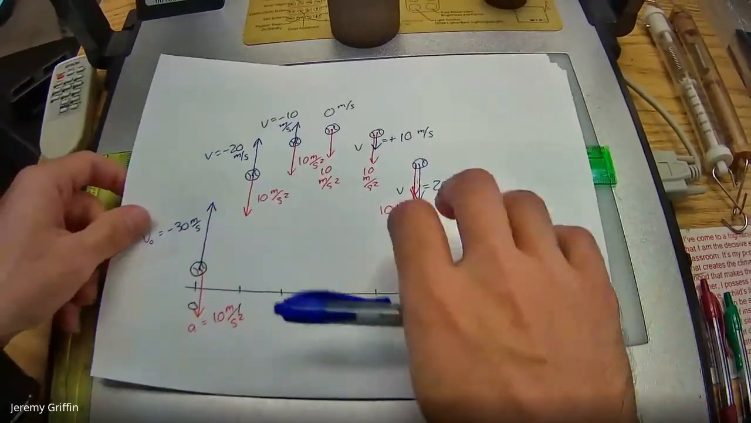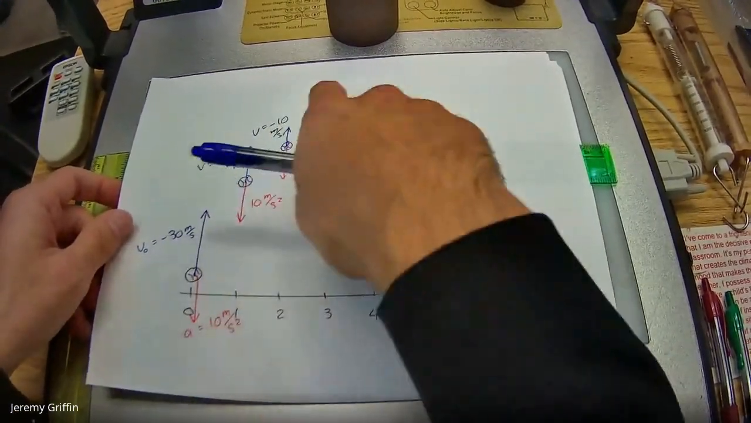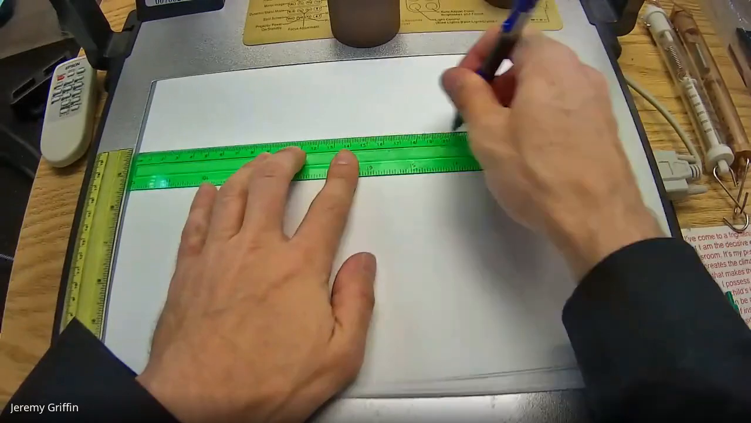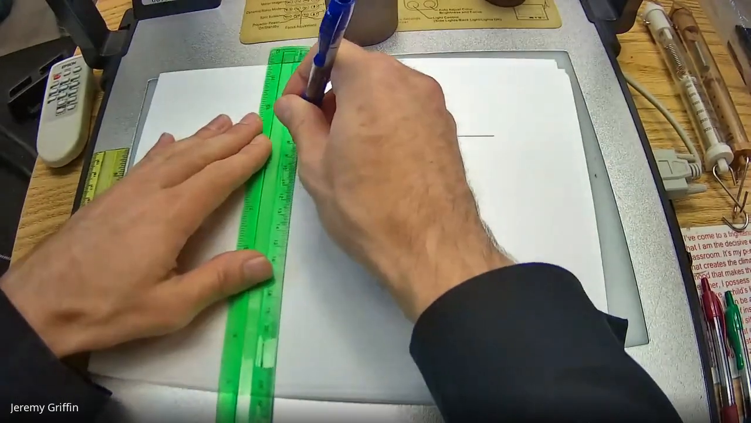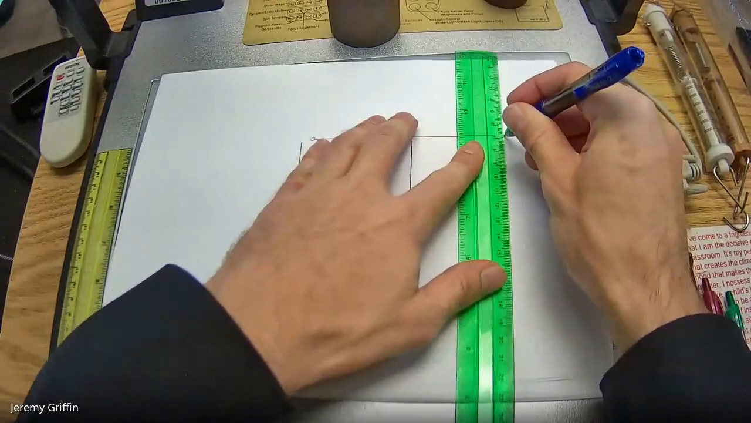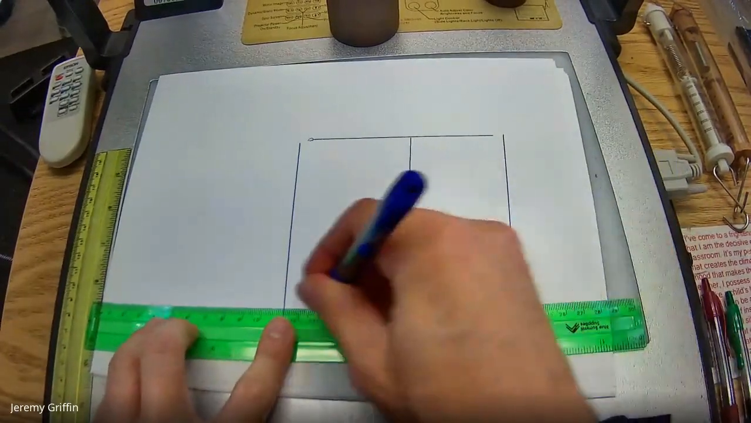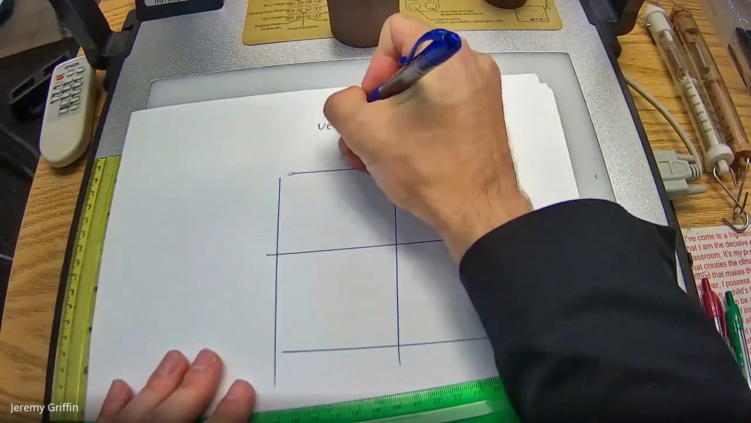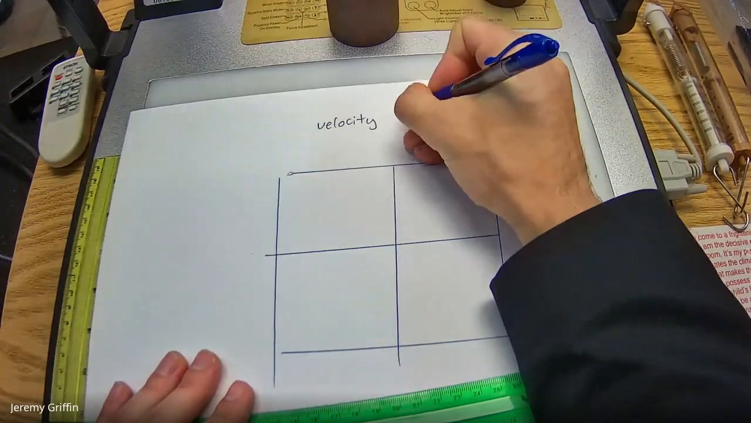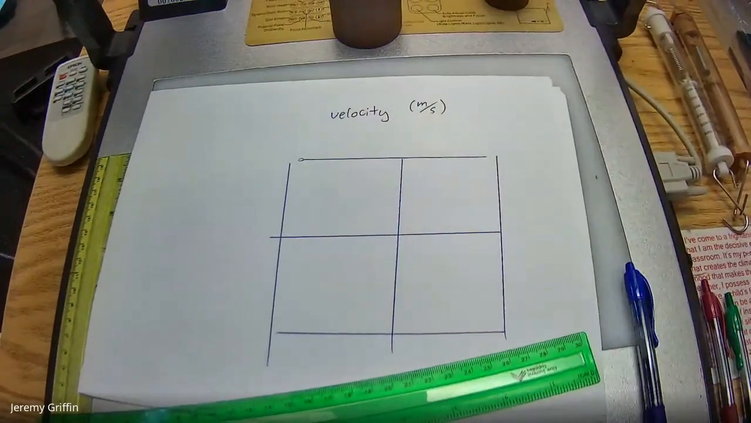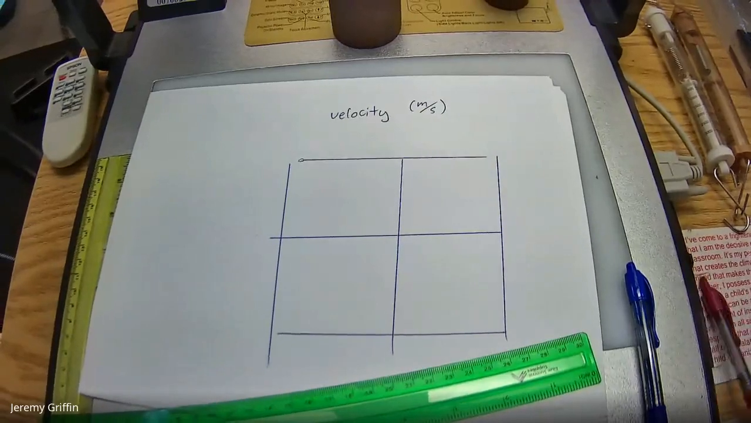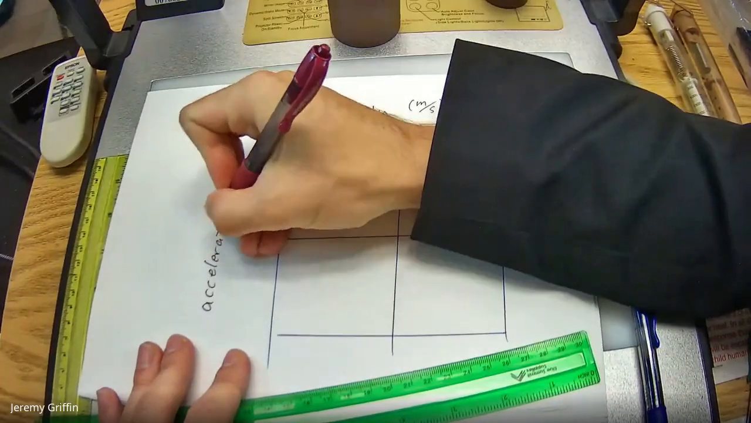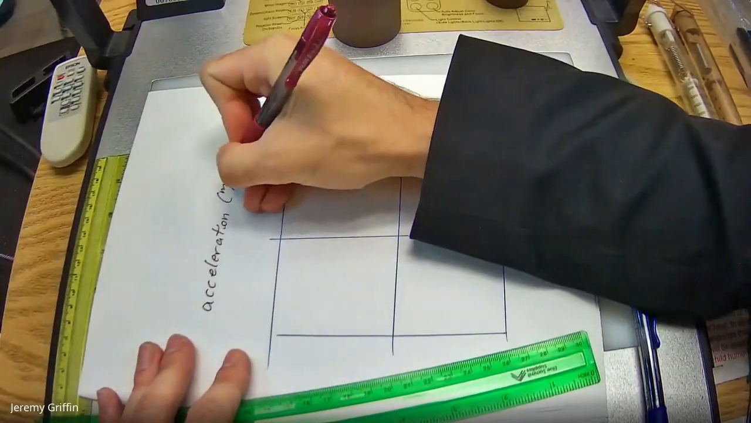I want to talk about this. You guys remember this? The ball moving up, then comes back down, but it's always accelerating down, right? Okay. Let's make a 2x2 table. I'm going to look at velocity, which of course is in meters per second, versus acceleration, which is in meters per second squared.